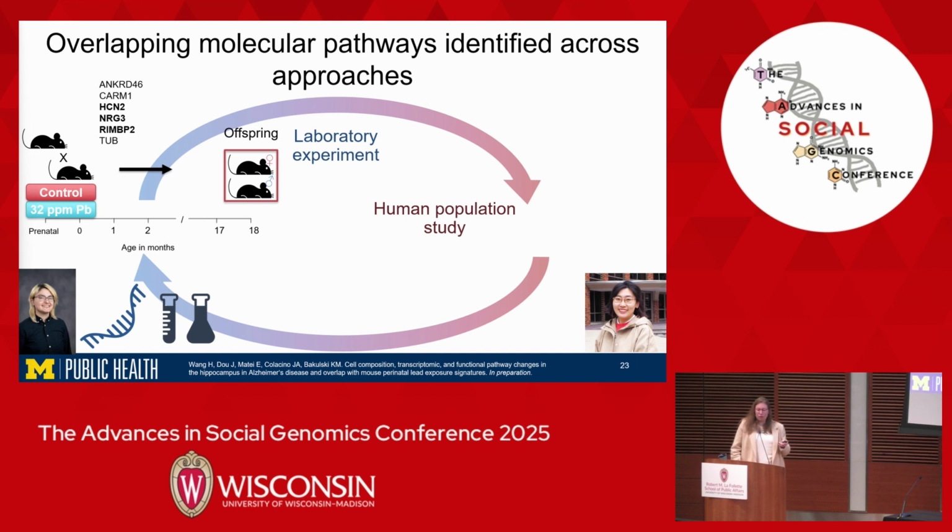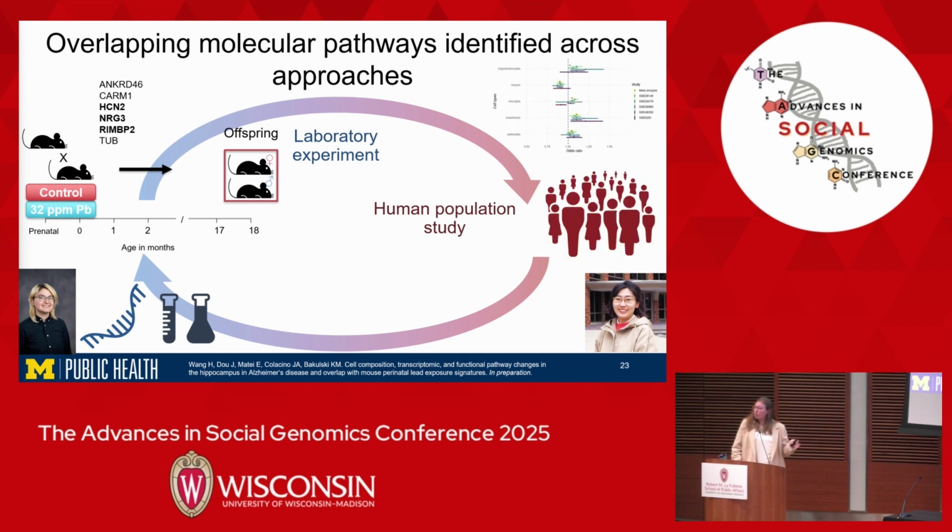Then Harang, another student, scraped the internet for all of the human AD postmortem gene expression data to see what those AD signatures are. Clearly these are different, right? We've got the lead measured in the mice, we've got the AD measured in the humans, but we're testing to see whether there are overlaps of these genes over these pathways. Can we start to make some inferences about the cell types involved and the genes involved across these agents?